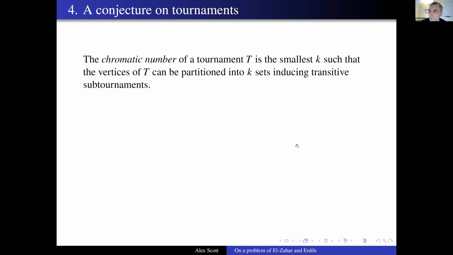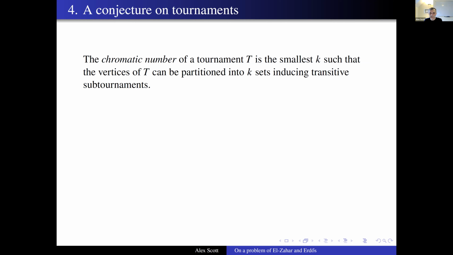So that leaves me with one more thing that I want to talk about, which is coloring tournaments. Tournament coloring is interesting. It's a bit different from graph coloring, but a bit similar at the same time. There's lots of interesting questions, and we've got lots of things we'd like to know, and most of them we don't know the answer to.